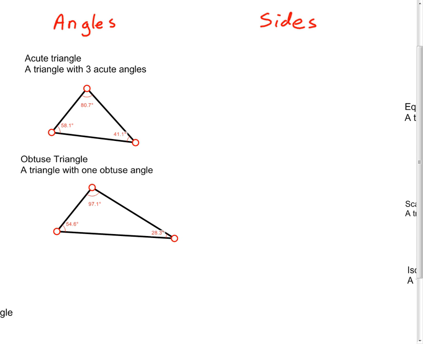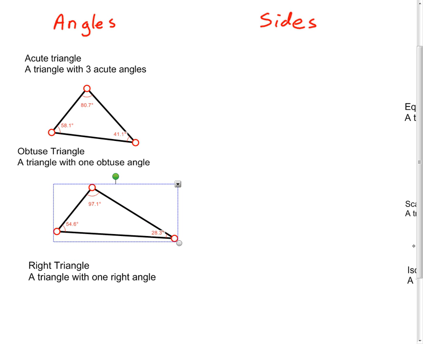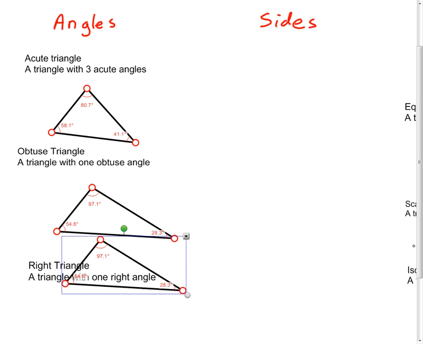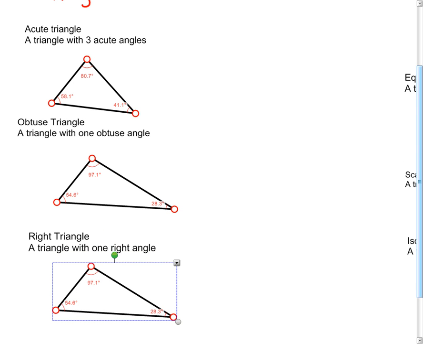So we have those triangles, and then a right triangle, which I'm sure you already know, has one right angle. So let's see if we can turn this thing into a right triangle. Oh, I can get it close. I can get it very close, but I can't let go and just get it right on. So that's about as close as I can get that. That's close to a right angle.